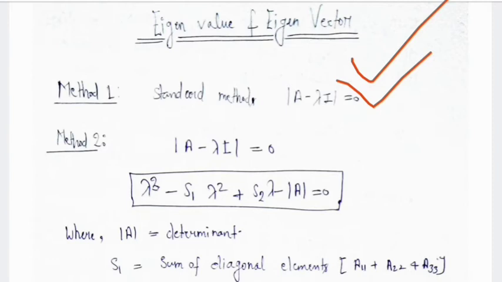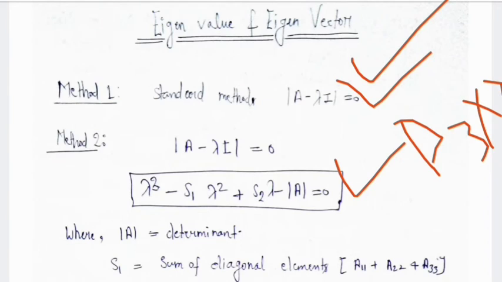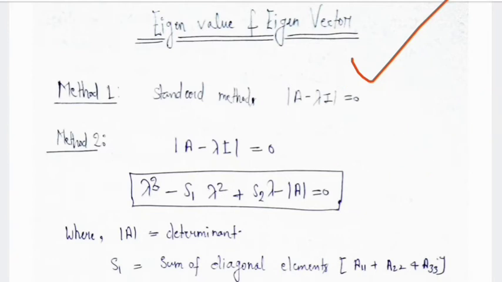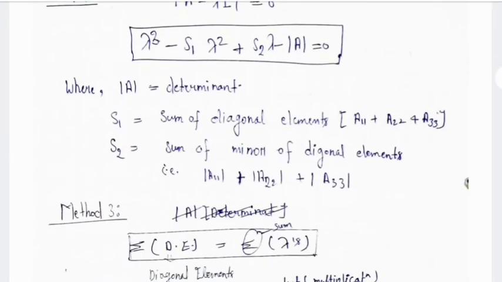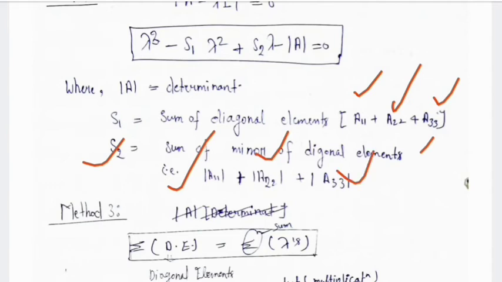Now here the characteristic equation is given like this. In the case of a 3 by 3 matrix, the characteristic equation is lambda cube minus s1 lambda square plus s2 lambda minus determinant equal to 0, where mod A is the determinant, and s1 is the trace, that is a11 plus a22 plus a33, the sum of the diagonal elements, and s2 is the sum of the minors of the diagonal elements.